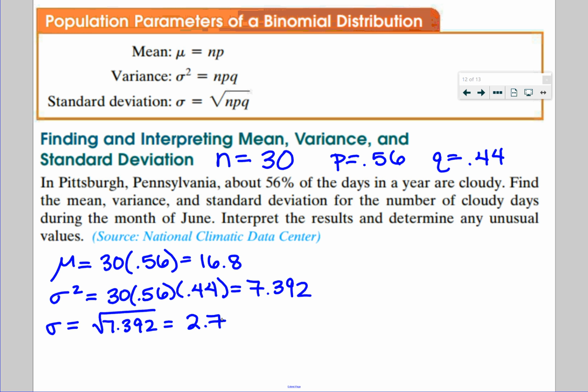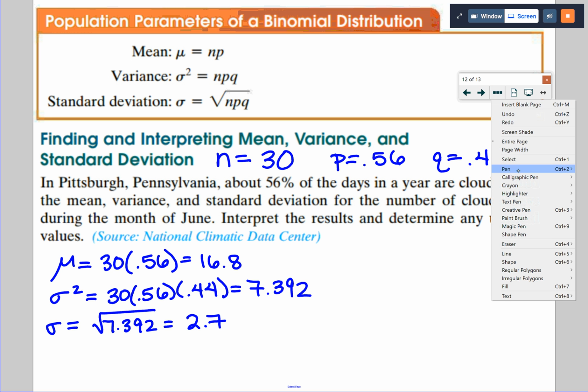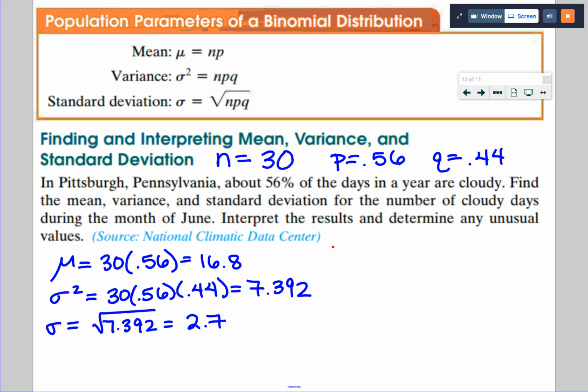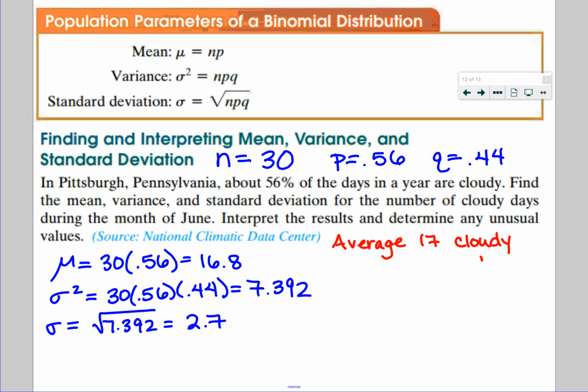Okay. So what does this mean? It means on average, there are how many cloudy days in June? 16.8. So on average, there are about 17 cloudy days. The standard deviation means 68% of the time in June, we're going to be either plus or minus 2.7 from that mean. And then 95%, we're going to be plus or minus 2 standard deviations from the mean.